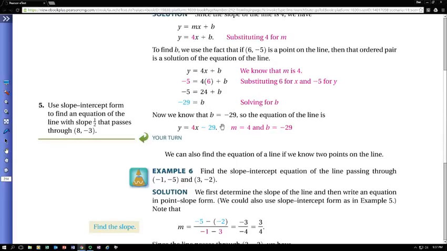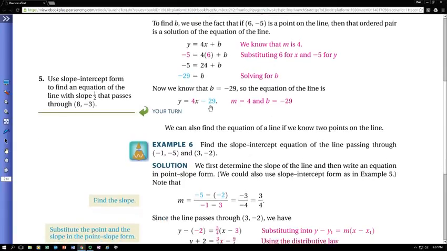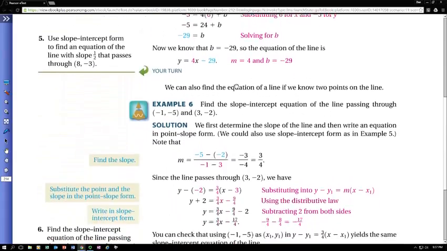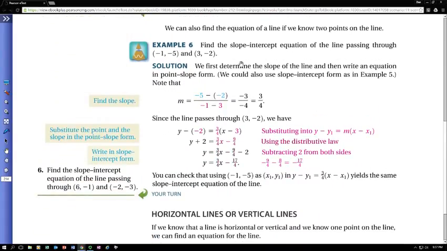And then now I have what that indicates. b has to be -29. In other words, that's an indicator of my y-intercept, the ordered pair (0, -29). With that information, now I have a y-intercept and a slope. I put it back into the slope-intercept form, and I have an equation. So far we've gone through two different ways to write equations from points or a slope and a point, right?